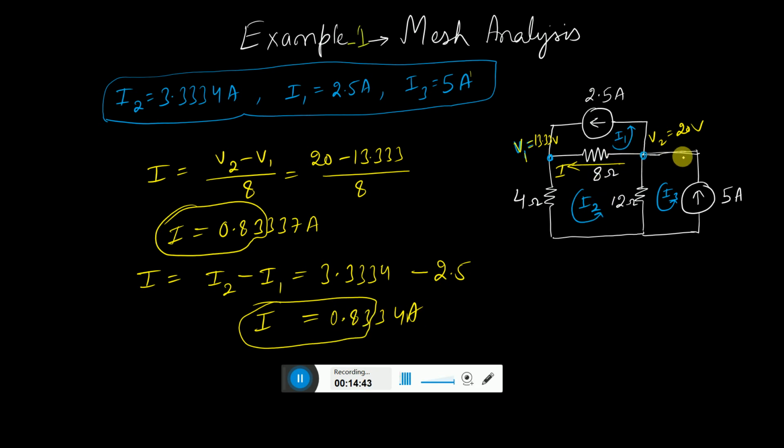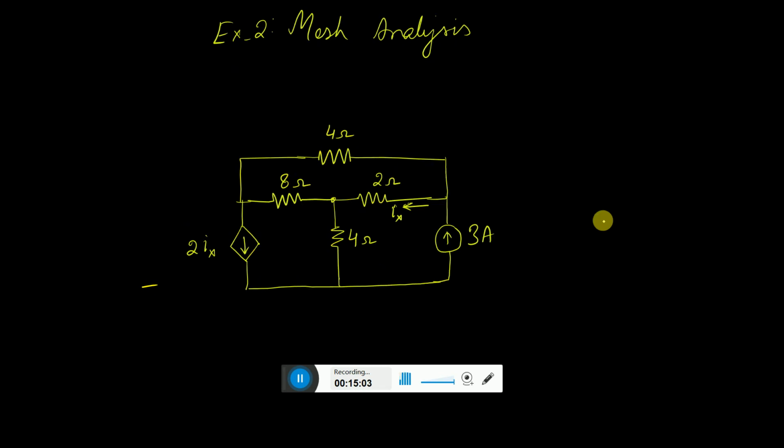We just verify that node analysis also, we have found the values of 20 volt and 13.33 volts, and by using node analysis also we can give the same answer, I is equal to this much. So this is how we can verify the mesh analysis and node analysis and cross verify and get the same answer, if the answer is correct. So let us take another example, and here the example is a bit different.